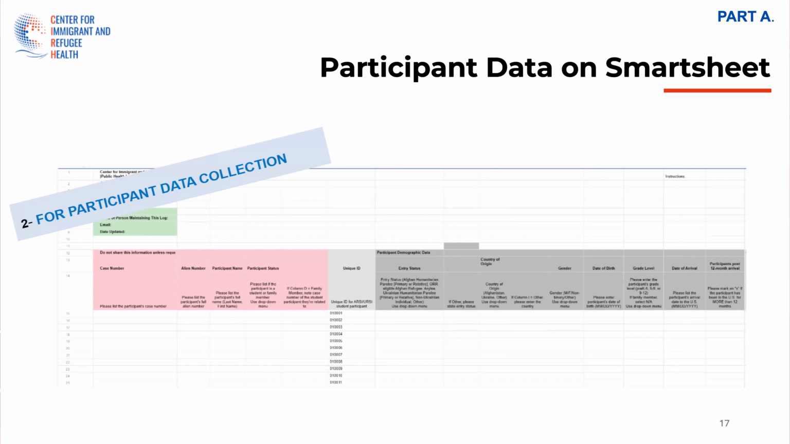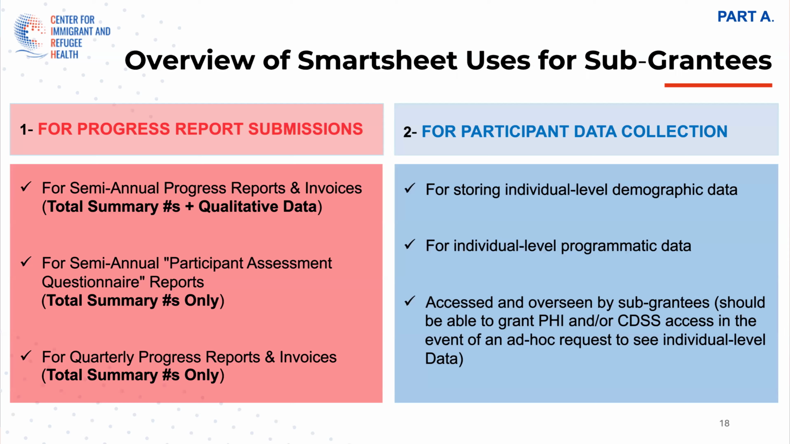This is, again, the sneak peek. It looks like an Excel sheet, but this is a Smartsheet form where you will be entering the individual-level data per participant, whether they're a student, a family member participant, or a staff member who's participated in service provider capacity types of activities. I just wanted to give you a sneak peek. Those are the two main purposes that the sub-grantees will be using Smartsheet for. And here it is again as a summary, so you see it side by side.